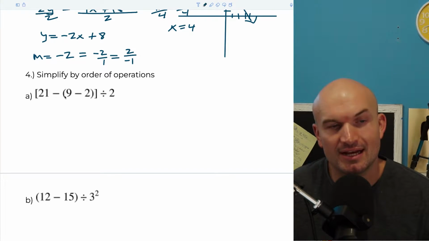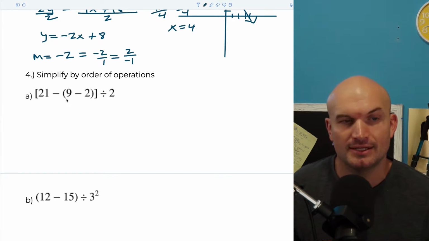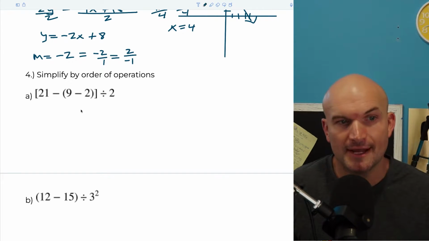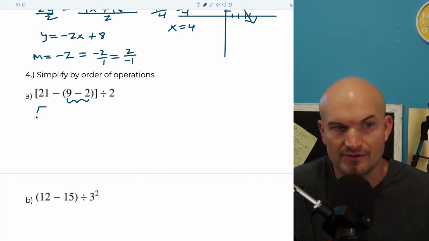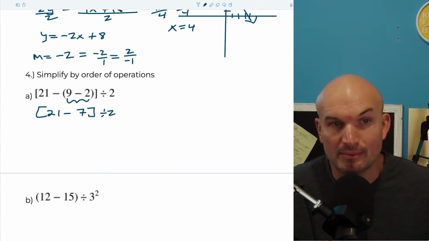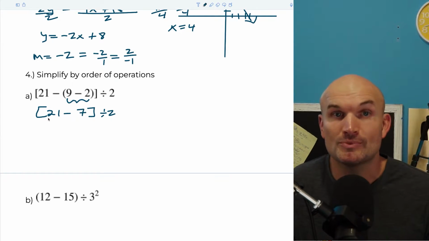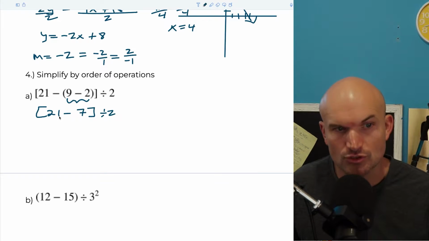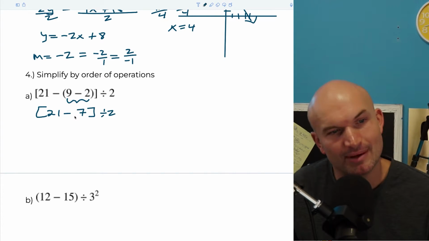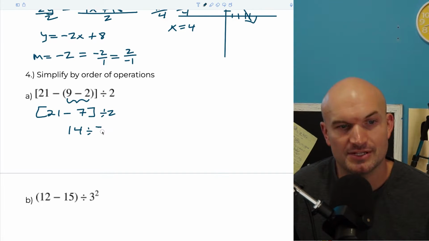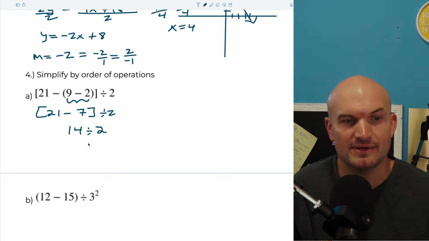Whenever you have multiple parentheses or grouping symbols, always do the innermost one first. Okay. So in this case, I have a 9 minus 2, which is going to be a 7. So therefore I have a 21 minus 7 divided by 2. Now, remember the first part of PEMDAS or GEMDAS is doing those grouping symbols, those parentheses. So 21 minus 7 is going to be a 14. So therefore I have a 14 divided by 2, and 14 divided by 2 is going to be a 7.